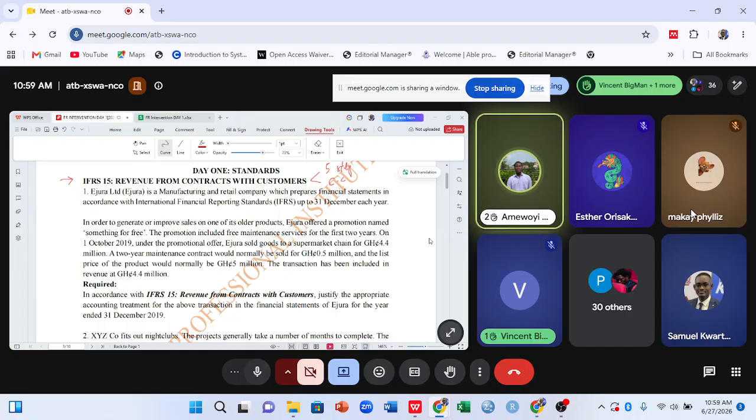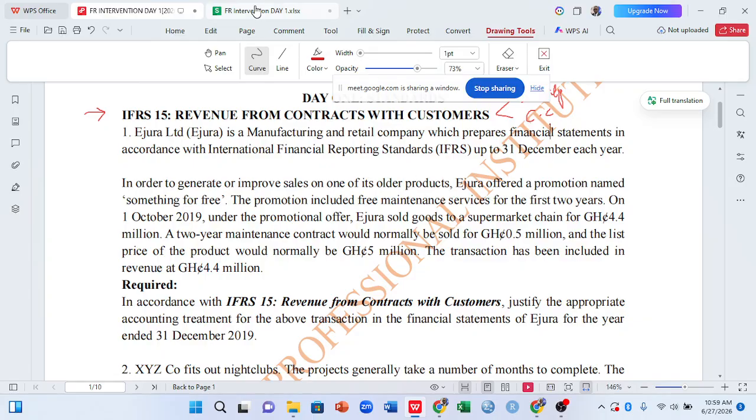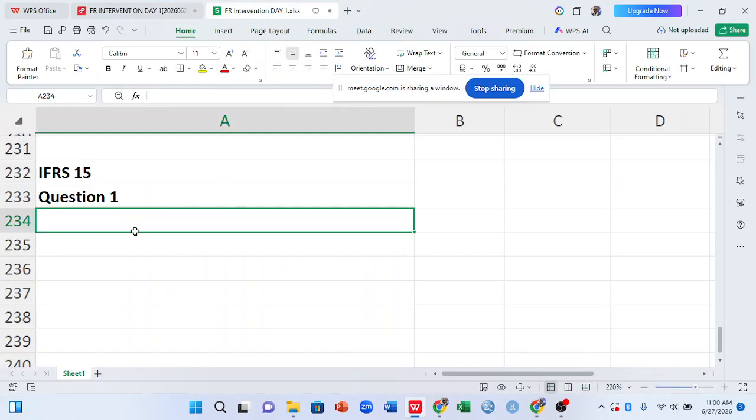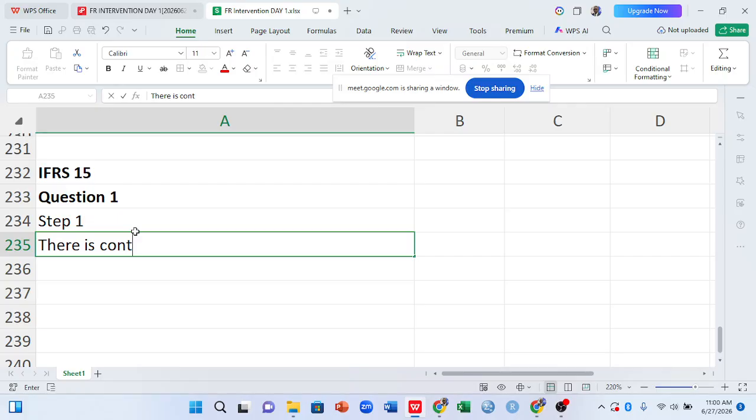The contract has a commercial substance. One party is trading to make profit, so the contract has a commercial substance. Each party to the contract has been identified and is committed to perform. Those are the criteria you write. And my people, go and do your revision. So step one, you basically tell us that there is a contract, then you add two reasons to it, then you're done. So that's how you write for step one.